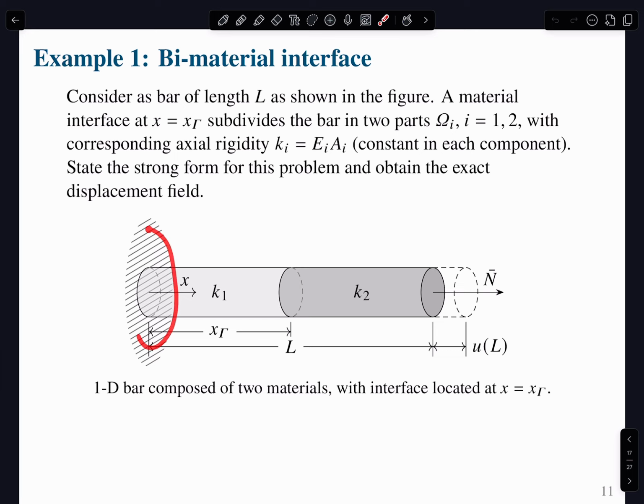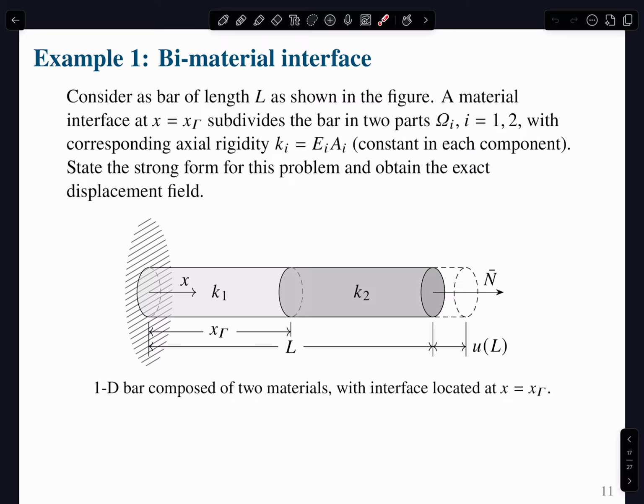It's constrained at the left, so we are applying a zero displacement at the left. And then we are applying an axial force at the right in the positive direction, so our bar is in tension or compression? Tension. Thank you.